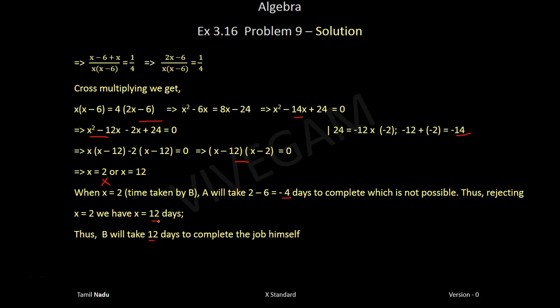But after getting x, you have to check how many days A will take. In the first instance, you get x equal to 12 and x equal to 2. When x equal to 2, that is the number of days taken by B is 2, means A will take 6 days less. So 2 minus 6, that is minus 4 days, which is not possible. So that needs to be rejected, and B will take 12 days to complete the job.